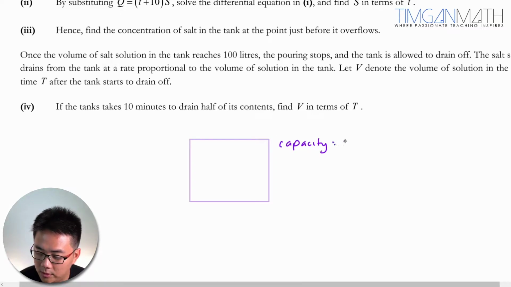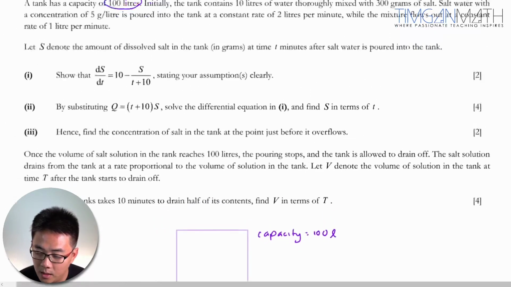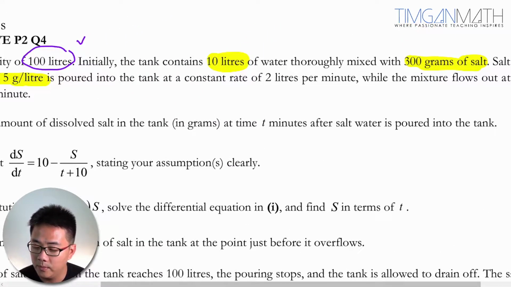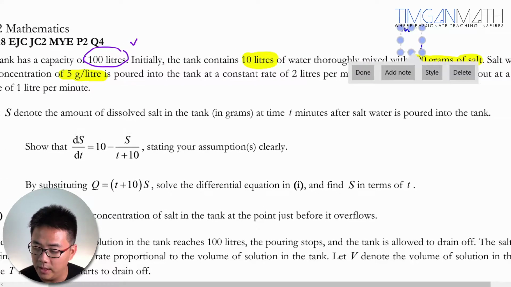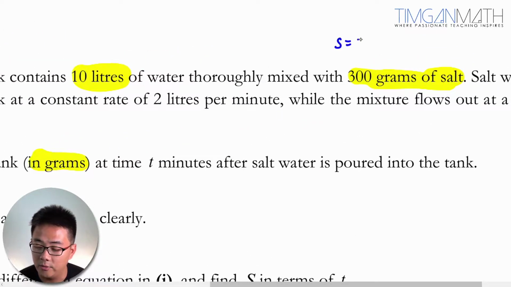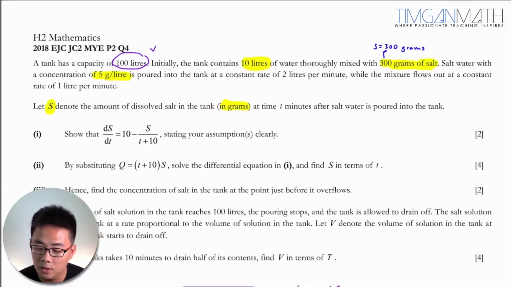Capacity of 100 liters. Okay, and then the tank contains 10 liters of water thoroughly mixed with 300 gram of salt. So anyway, this shows us the mass of salt, which is given as the amount dissolved in the tank in grams. So in other words, S equals 300 grams. Okay, that's one.